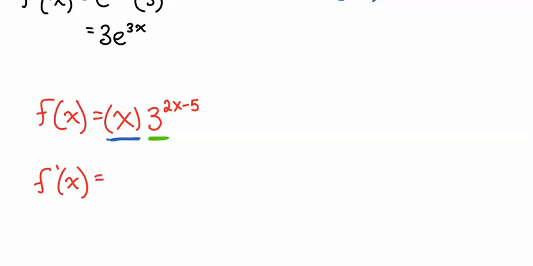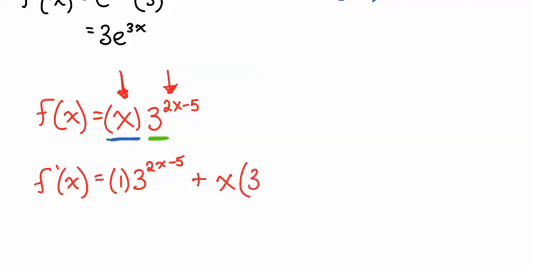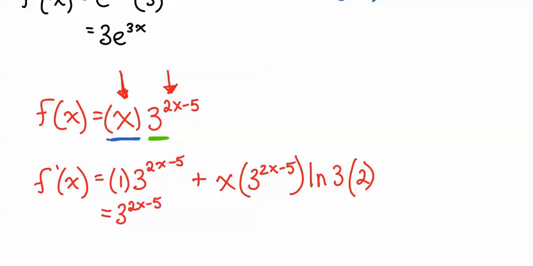So if we're using product rule, we've got to find the derivative of the first function, so that's just 1, multiplied by the second function, so 3 to the 2x minus 5, plus, we just write the first function as is, so x, then we find the derivative of the second function, so the derivative of 3 to the 2x minus 5 is 3 to the 2x minus 5 ln 3 times the derivative of 2x minus 5, which is 2. Which looks kind of crazy, so if we just simplify that, 3 to the 2x minus 5 plus 2x ln 3 times 3 to the 2x minus 5.